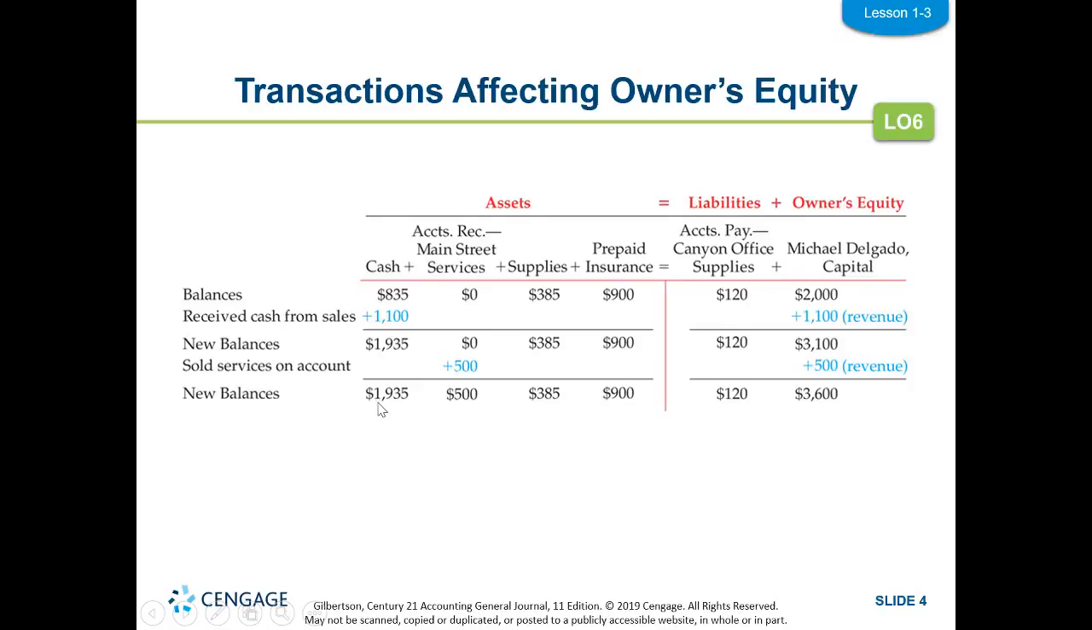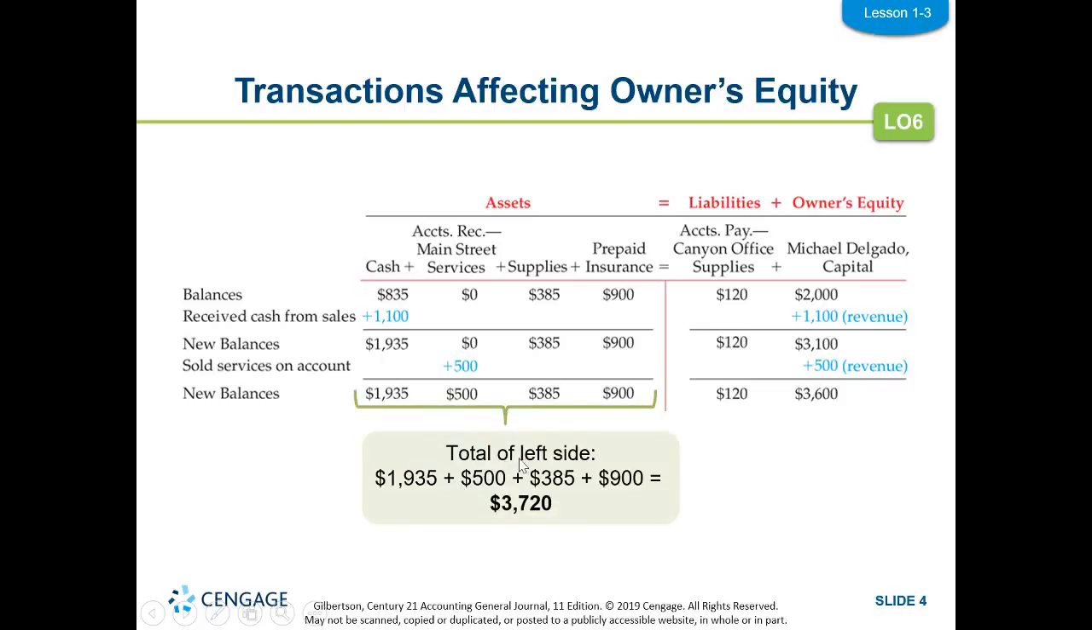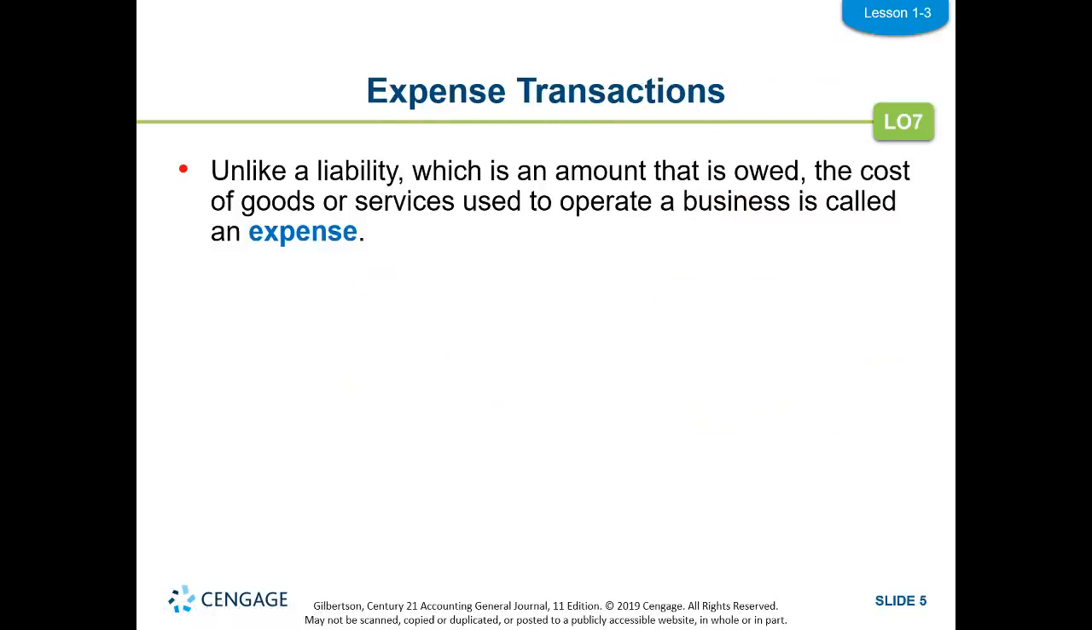So our new balances: we have $1,935 in cash. We add 500 to zero is 500 for accounts receivable, 385 for supplies, 900 for prepaid insurance, 120 for accounts payable, Canadian Office Supply, and now $3,600 in our capital account. If we add both sides together, they should still be equal. Our total left side is $3,720, and our total right side is $3,720. So again, everything's in balance.